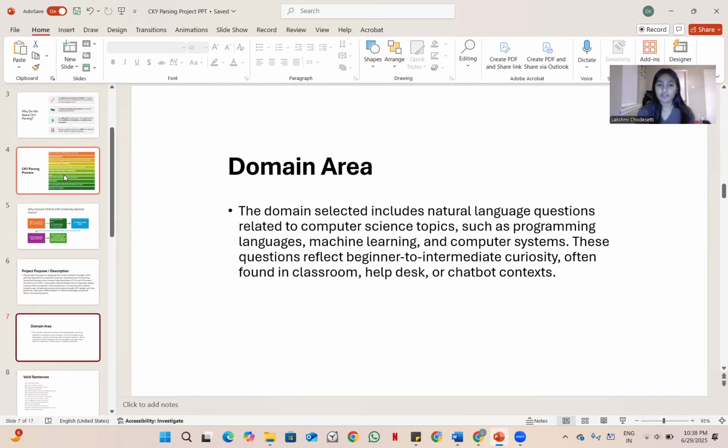Coming to the domain area of my project, the domain selected includes natural language questions related to computer science topics such as programming languages, machine learning, and computer systems. These questions reflect beginner to intermediate complexity often found in classrooms, help desks, and chatbot contexts.